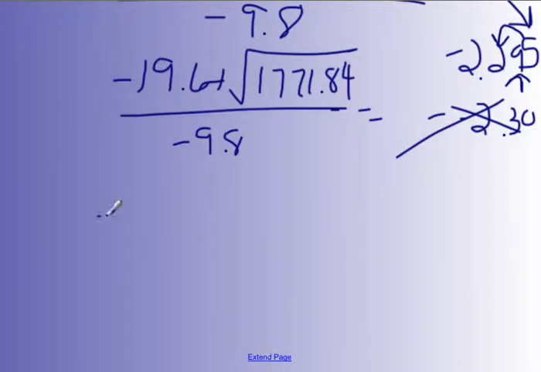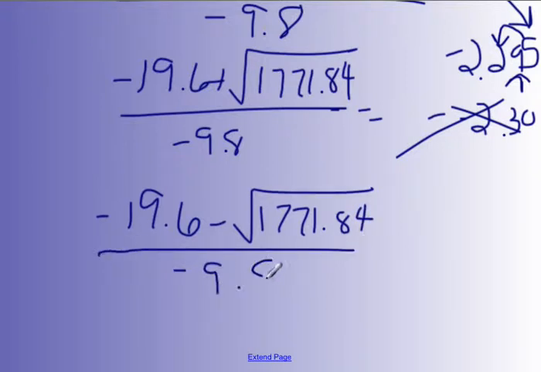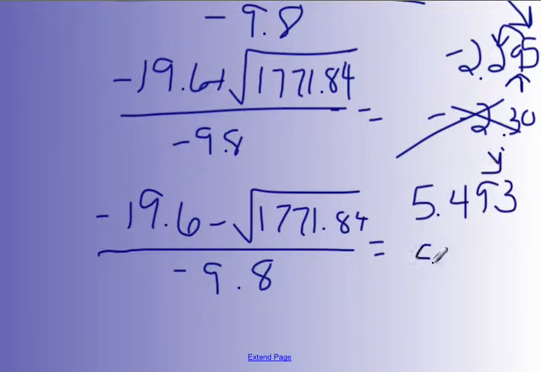Then I'm going to do negative 19.6 minus the square root of 1,771.84. Then I'm going to hit enter to get my solution, and I'm going to divide whatever I get by negative 9.8. Now, when I divide that out, I end up getting, oops, I'm looking at the wrong problem. When I calculate that out, I end up getting positive 5.493. Since this 3 is less than 5, I can just round it by cutting it off. So I end up getting 5.49.